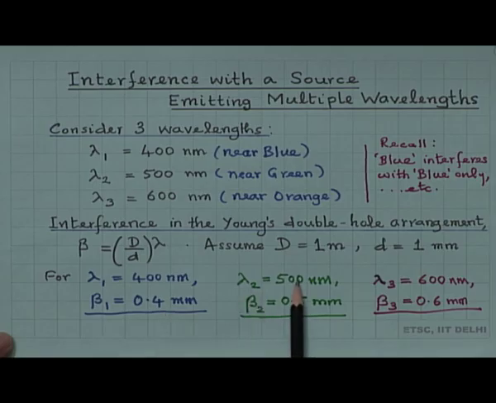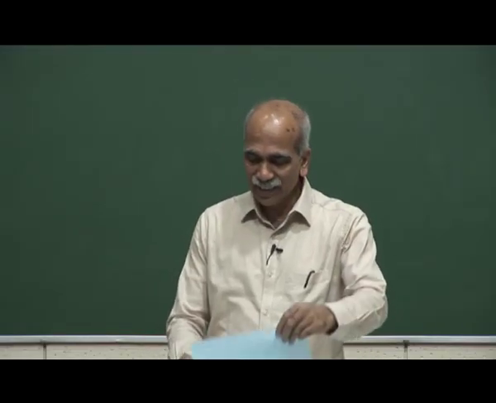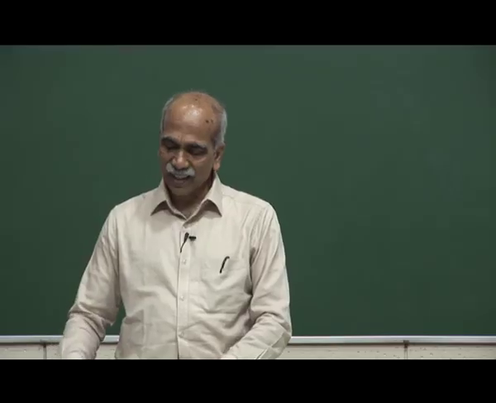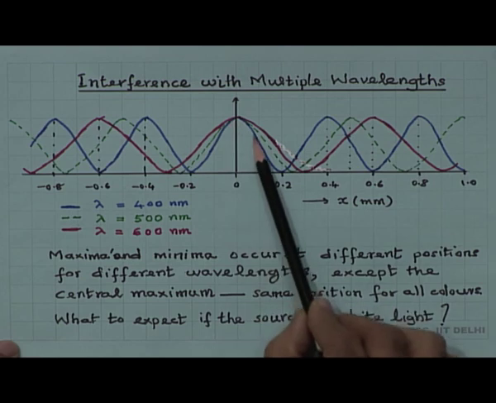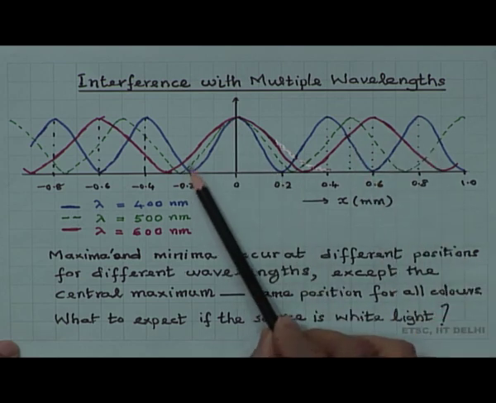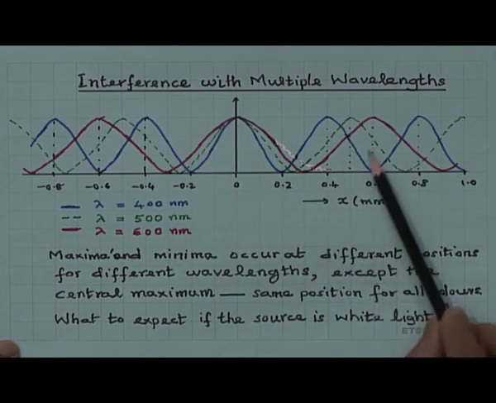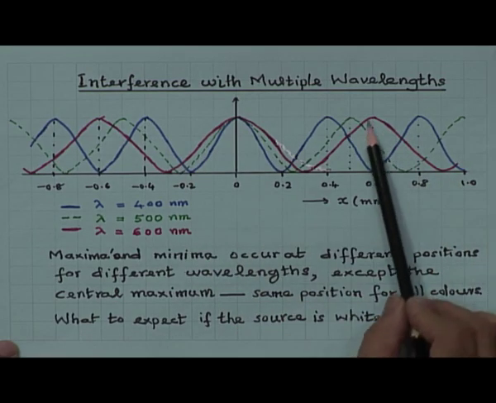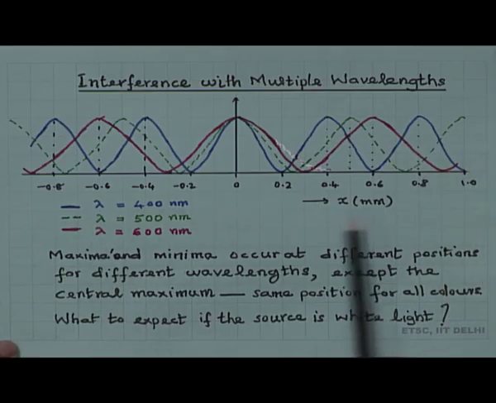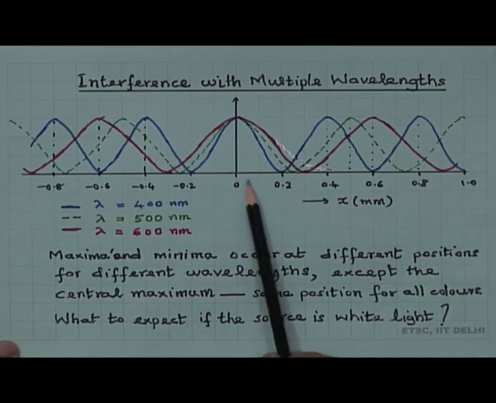If we substitute 500 nanometer, for the green we get 0.5 mm, and for the orange color we have 0.6 millimeter. How would the fringes look like? So, let us see the diagram. The fringes look like this. What am I showing? I am showing the interference due to blue, interference due to green and interference due to red. If only red were present, then we would have got the intensity varying like this. This is the x direction on the screen.